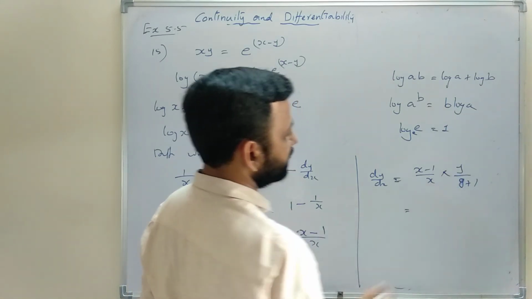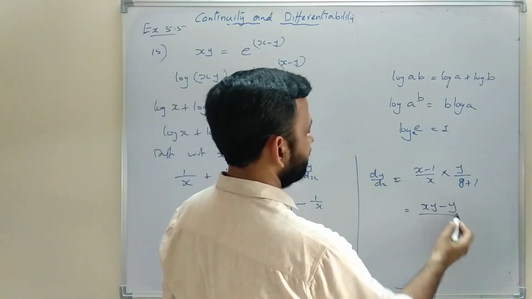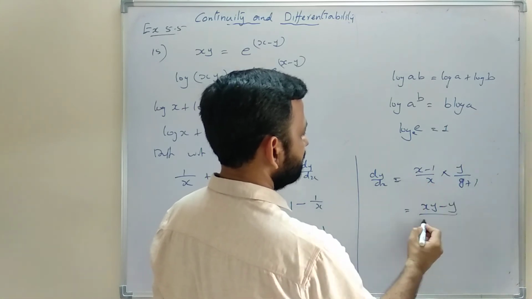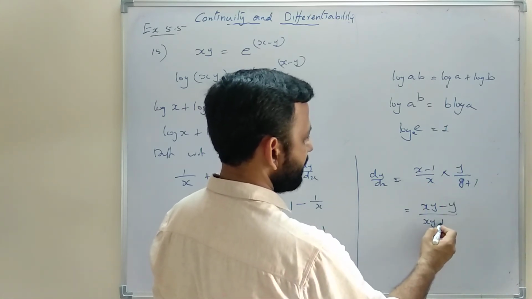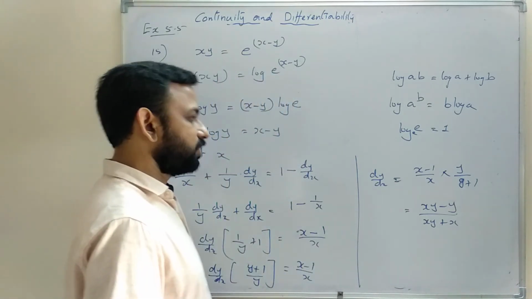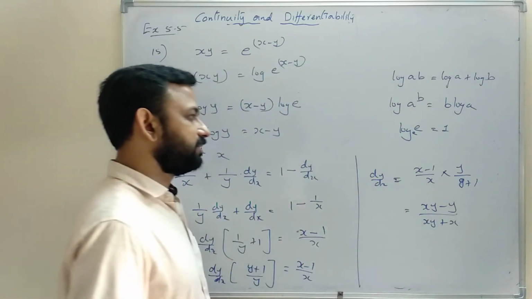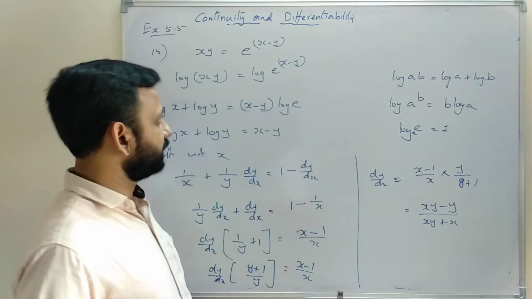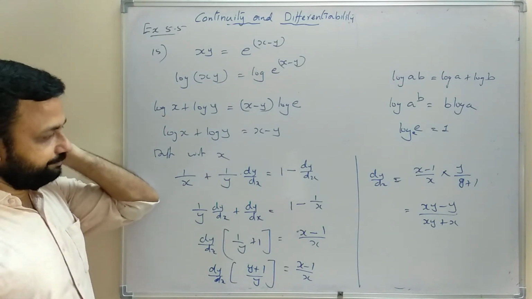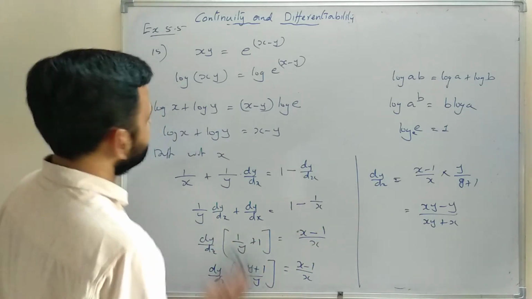So when we open the bracket, we will get xy minus y divided by xy plus x. Or we can take y by x common: y by x into x minus 1 upon y plus 1. So we got the answer, dy by dx is equal to that expression. So that is question number 15.